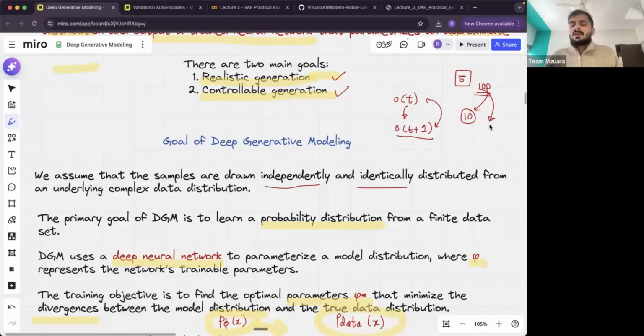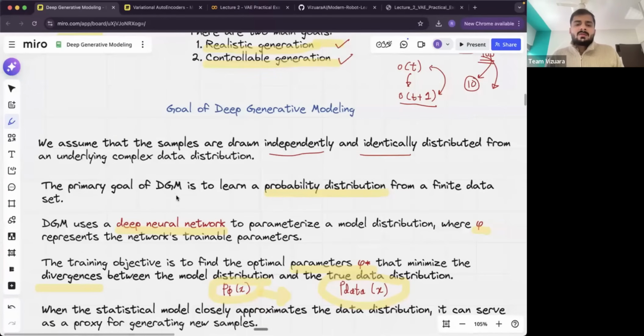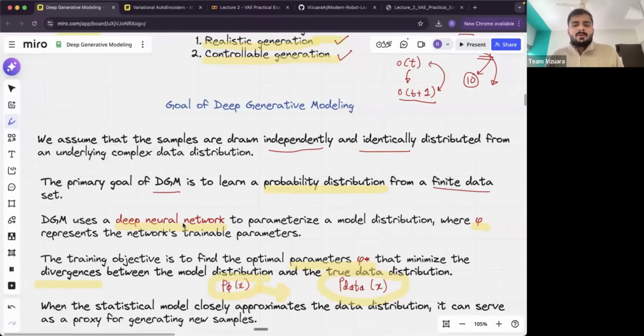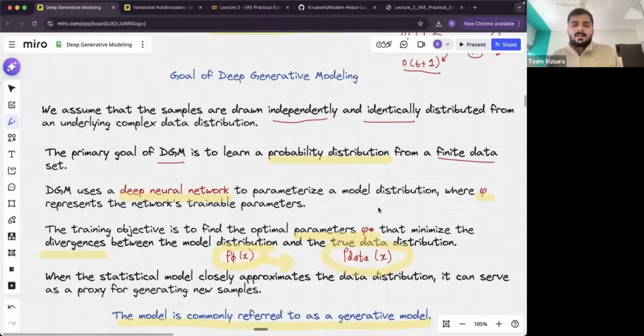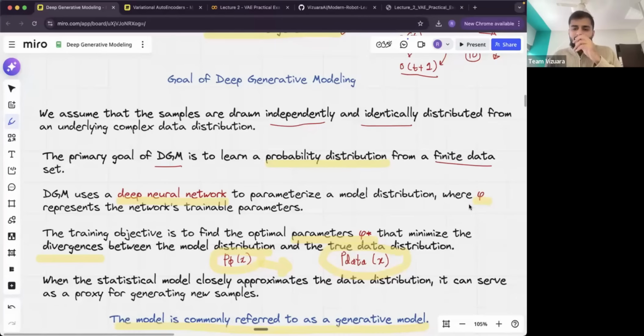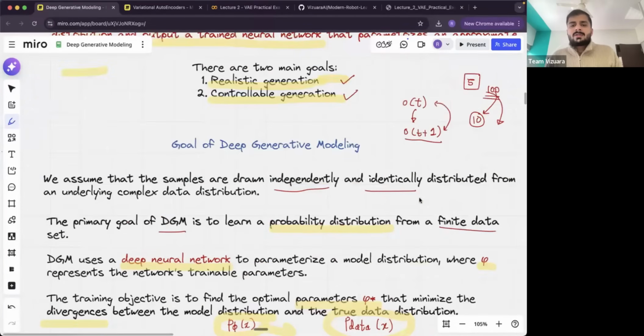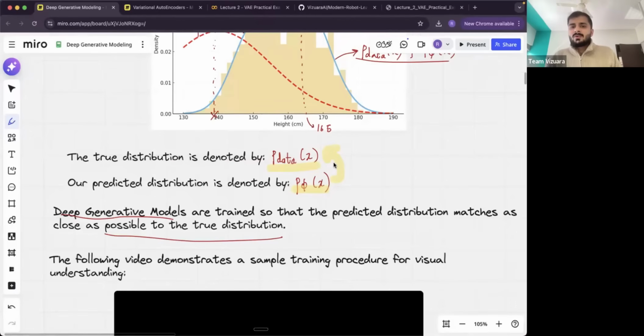So this is very similar to the concept of replay buffer, which exists in deep reinforcement learning. And I just want you to keep this in mind before we go ahead so that you understand the meaning of this first line. Okay, so the primary goal of DGM is to learn a probability distribution from a finite data set. And DGM uses a deep neural network to parameterize a model distribution where phi represents the network's trainable parameters. This we have already looked at before. Essentially, what we are going to do is match P data of X with P phi of X. That is going to be our strategy.